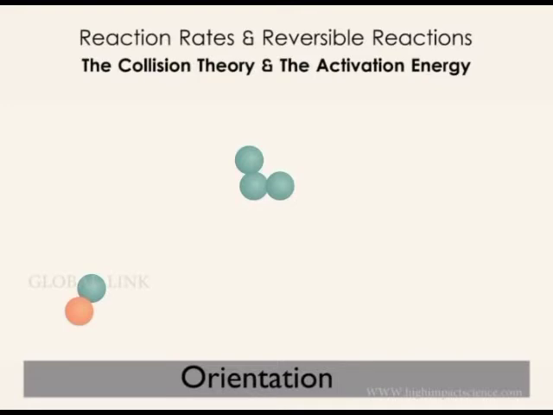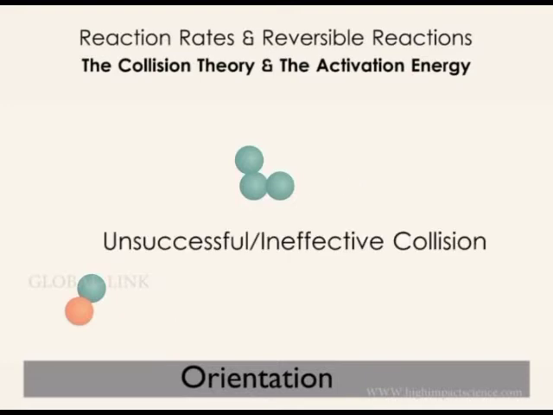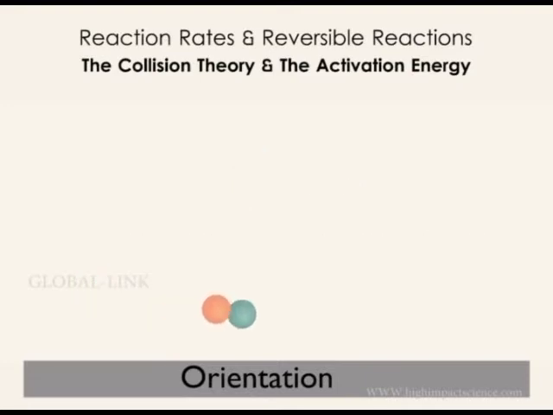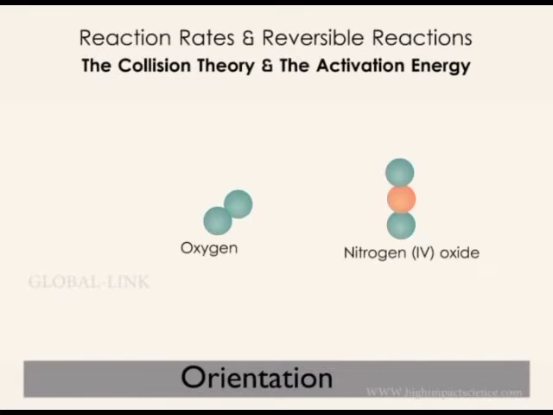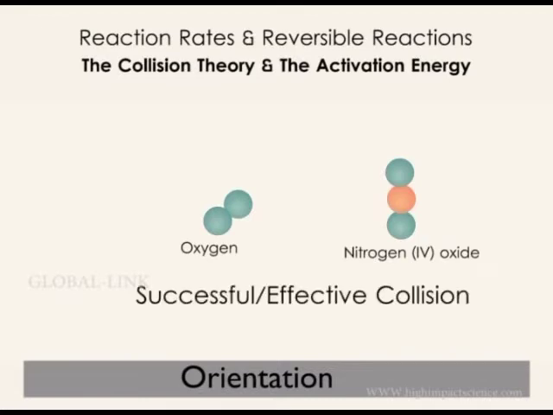In this reaction of nitrogen monoxide and ozone, the reaction did not occur because the oxygen of each molecule touched during the collision. The collision is said to be unsuccessful. But if the nitrogen touches the oxygen, a reaction occurs, making oxygen and nitrogen dioxide. This is a successful collision.